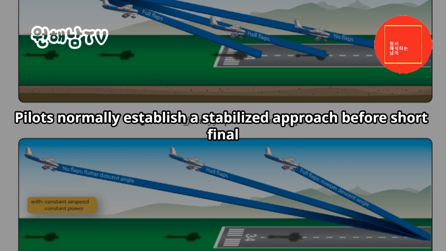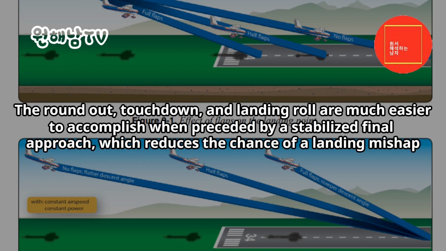The pilot should also glance at the airspeed indicator periodically and correct for any airspeed deviation. Pilots normally establish a stabilized approach before short final. The round out, touchdown, and landing roll are much easier to accomplish when preceded by a stabilized final approach, which reduces the chance of a landing mishap.